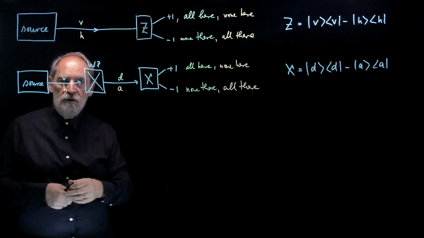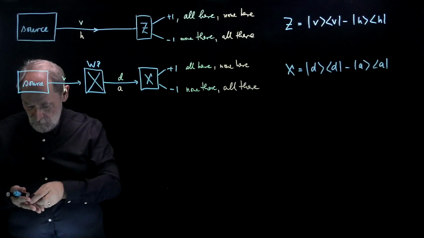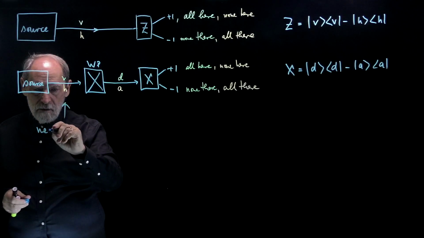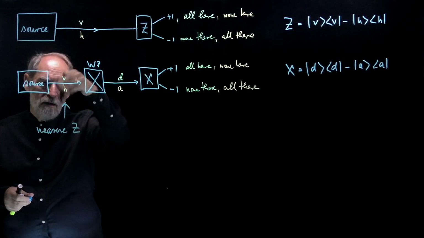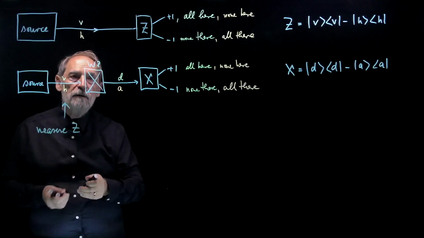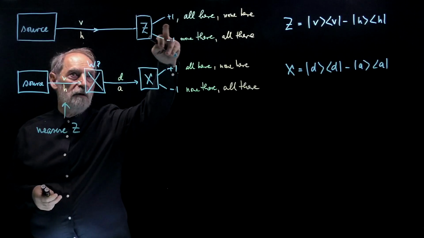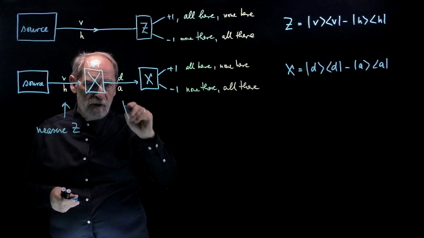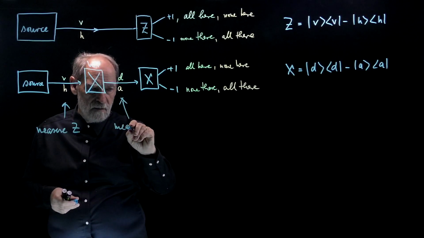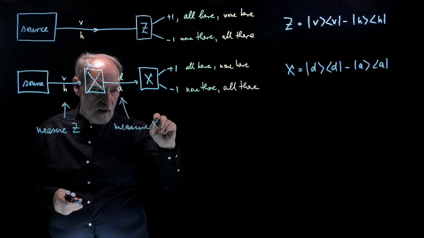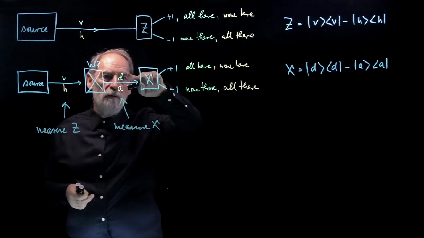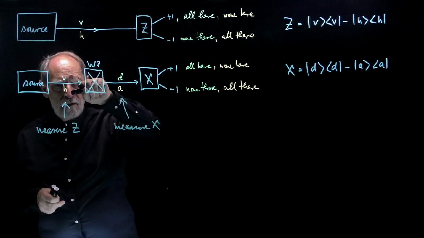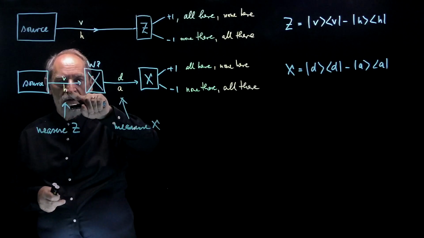Now let's look at the overall picture. If we measure the photons as they come out of the source, so we measure the Z at this early stage, then we get the values +1 and -1, plus for the vertically polarized photons, -1 for the horizontally polarized photons. However, if we put them through the wave plate and then measure X, we get +1 for the ones which are diagonal, -1 for the ones which are anti-diagonal. But the diagonal ones are those that start out vertical. The anti-diagonal ones are the ones that start out horizontal.